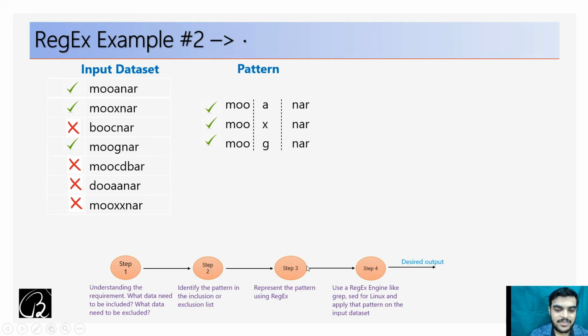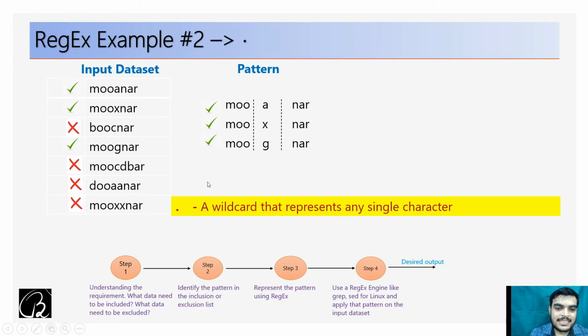Now let's talk about step 3. In step 3, we have to represent this pattern with the help of a regular expression so that we can apply it on this input dataset, right? Now let's see the meaning of the dot or period symbol. Dot is nothing but a wildcard, right? It represents any single character. Any single character means it can be an alphabet, a digit, or any special character. But the number should be the same, that is a single character, right?